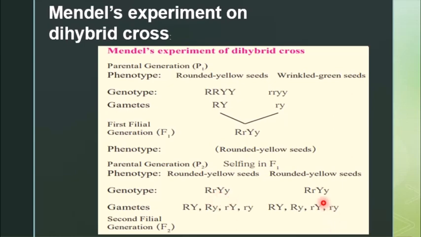Then next we will come here, and again the same type of gametes can be formed here also: capital R, capital Y, capital R, small y, small r, capital Y, small r and small y. So these are the gametes that will be formed for the parental generation 2.